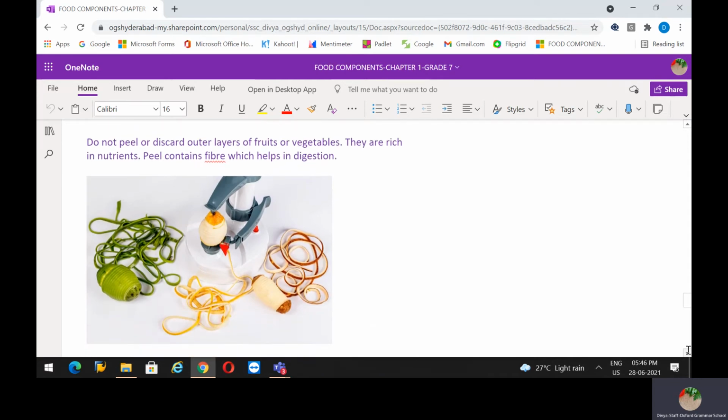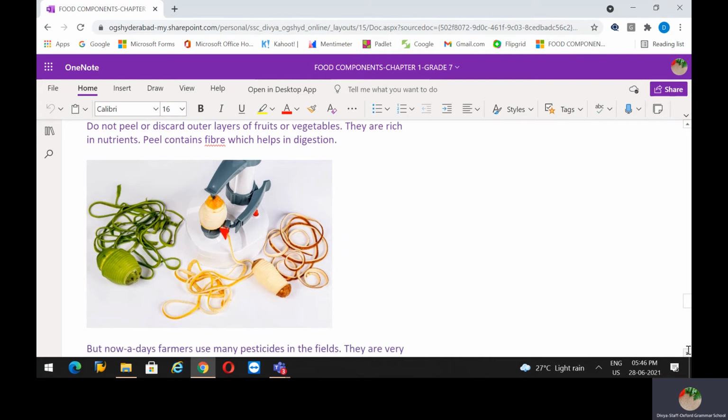any outer layer of the fruit or vegetables, children, because they are rich in nutrients. Peels contain fiber which helps in digestion, but generally we have the habit of eating some fruits without peels, right? Don't do that. Okay, we have banana without peels, that's okay, but apples, grapes, you cannot take off the peel. So don't peel or discard the outer layers of fruit or vegetables. They are rich in nutrients, children, and they contain fiber which helps in digestion.